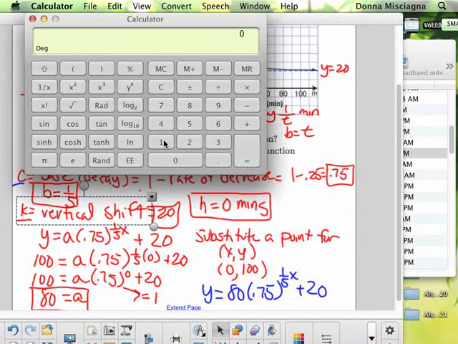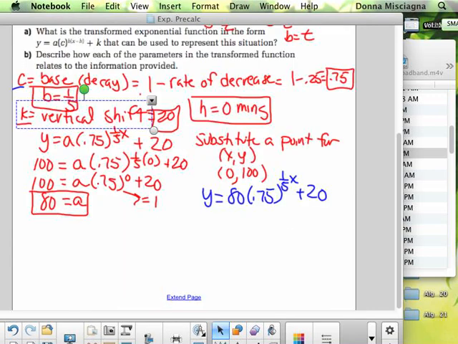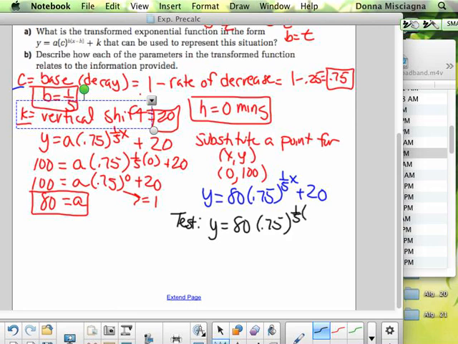All right, so we're plugging in, I should write it down. Oops, there goes my calculator. This is going to be our test point. So we're going to test our equation and see if it's good. So we have y equals 80 times 0.75 to the 1/5 x. We're plugging in x at 20 minutes. And our y should match our graph if this is correct, and then plus 20. All right, now let's plug that into a calculator.